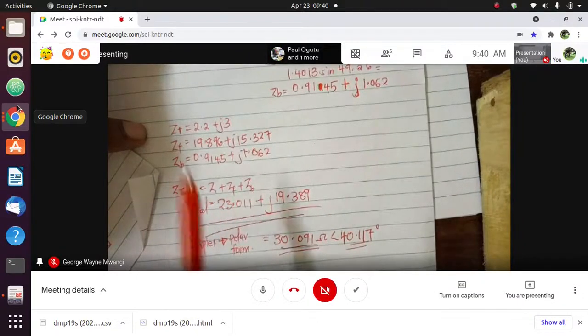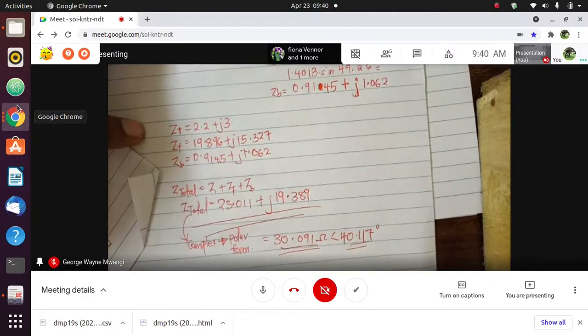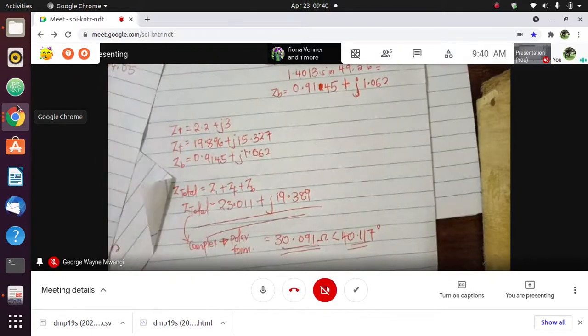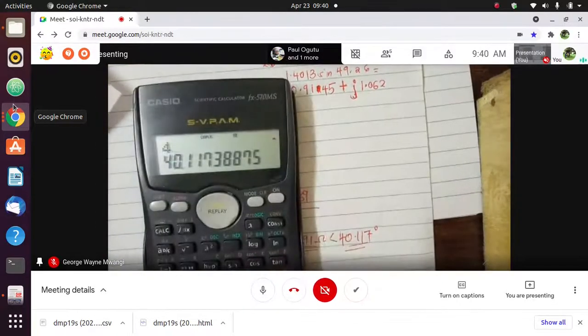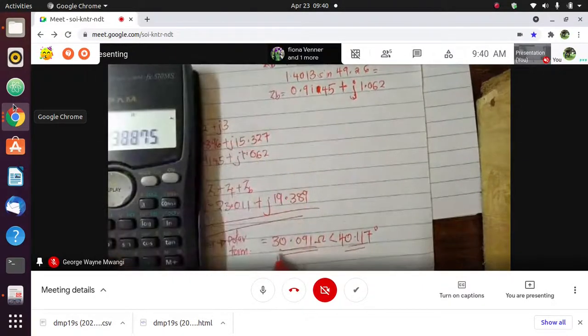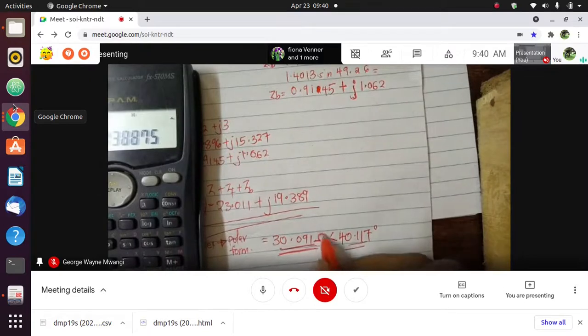How did you find the values of Z1? I mean ZF and ZB. There is the formula I have given you. You just replace the values. The only part that you will calculate, or use a calculator for, is changing that value from the complex to the polar form, so that you're able to finally get the total impedance, the total resistance in ohms.